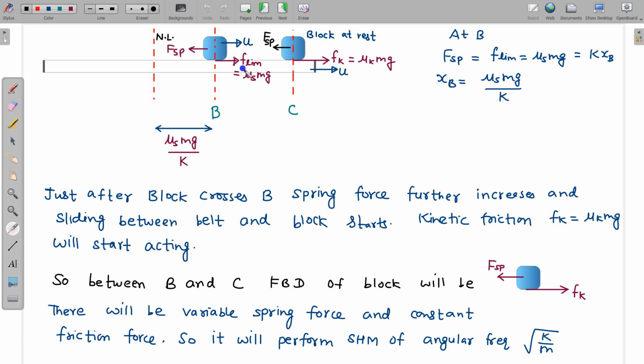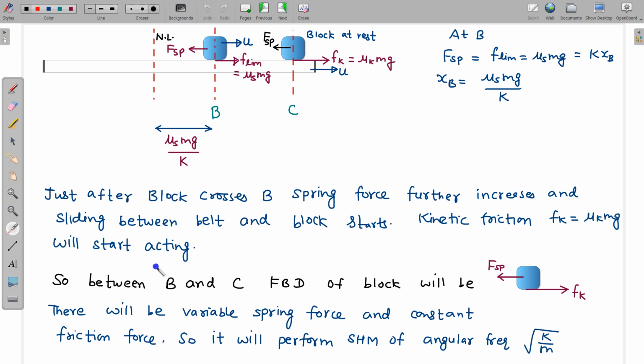Okay, so it has reached its limiting value. Now the friction force will be converted into kinetic friction force, because now sliding will start. So this will suddenly be converted to kinetic friction. From B, we can assume that just to the right of B it is having kinetic friction. So kinetic friction will act from here, and the spring force will continue to increase.